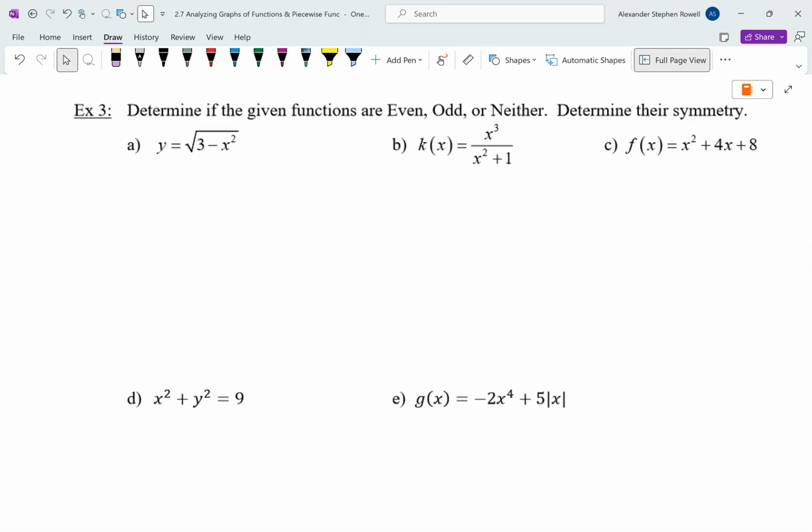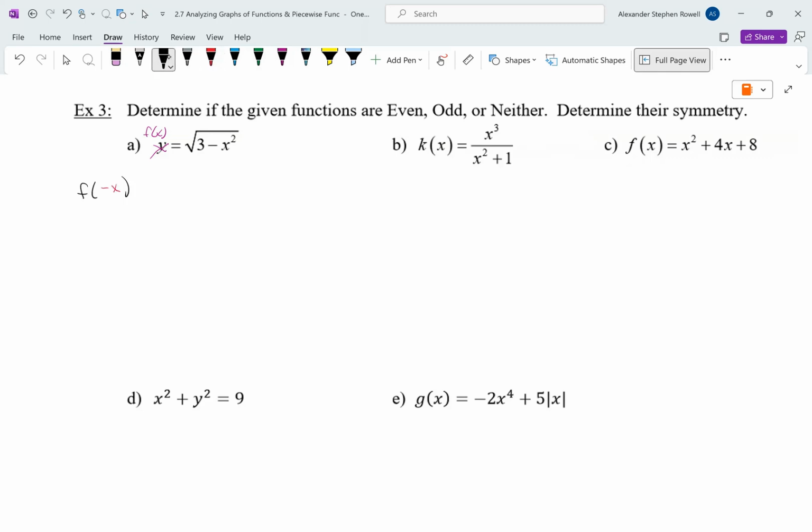No, let's do part A. I'm going to call this f of x. Actually, can I? Is this a function or is it just a relation? If y is solved for, and I don't have a plus or minus in the radical, it usually means it's a function, or just about always.